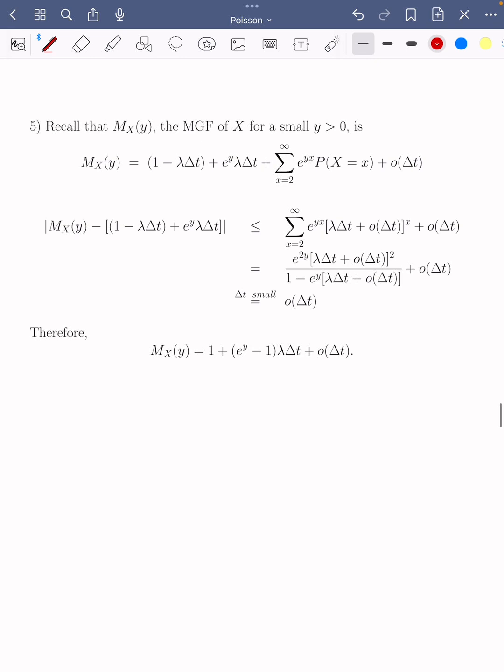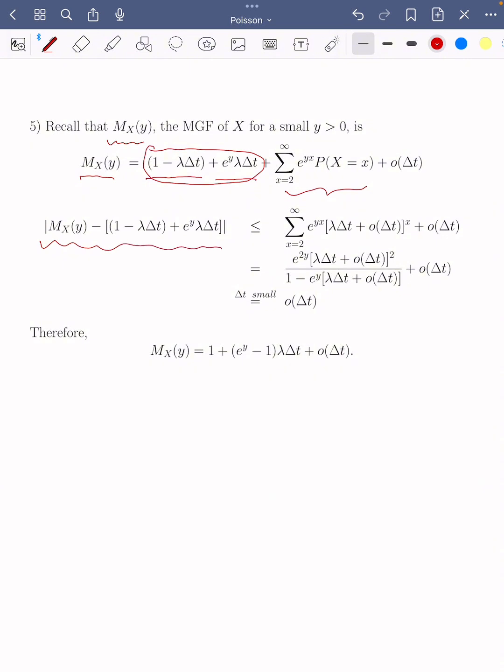Okay, now we revisit the moment generating function for x. So the moment generating function for x is equal to 1 minus lambda times delta t, and then e to the y times lambda times delta t, and then also this summation. And we use this one and then minus this part, and then take the absolute value, which is here.